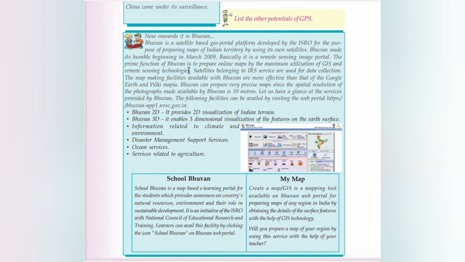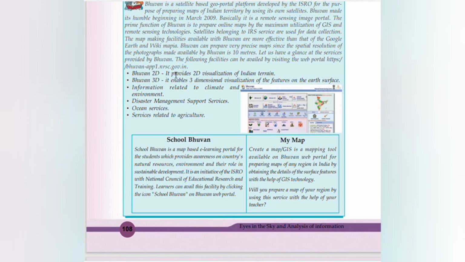The prime function of Bhuvan is to prepare online maps by the maximum utilization of GIS and remote sensing technologies. Satellites belonging to the IRS service are used for data collection. The map making facilities available with Bhuvan are more effective than those of Google Earth and Wikimapia. One can prepare very precise maps since the spatial resolution of the photographs made available by Bhuvan is 10 meters.